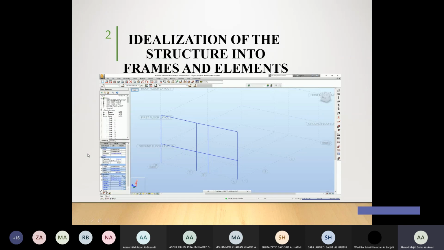But once again, as I told you, idealization when it comes to software is not important, because the software will do the job for you. Why do we do it for manual designing? We do it for the simplification, so we can understand whatever we are trying to analyze manually. Are we fine?